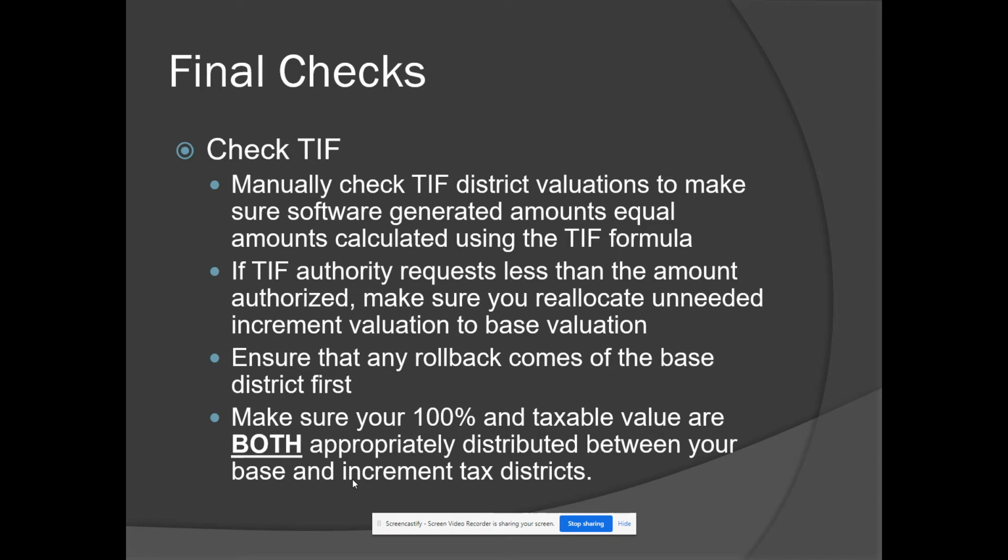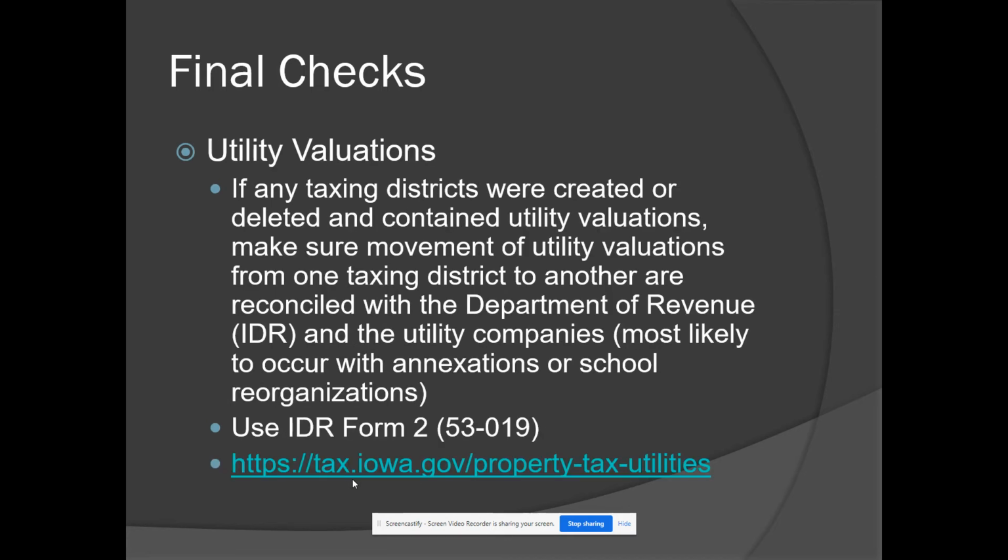Ensure that any rollback comes off the base district first. That's just a basic tenet of the TIF formula: any rollback in the TIF district is going to come off the base district before it would ever come off the increment. And make sure that your 100% and taxable value are both appropriately distributed between your base and increment tax districts by class.